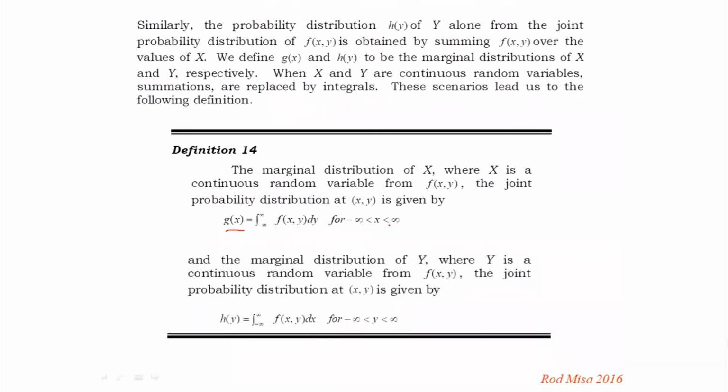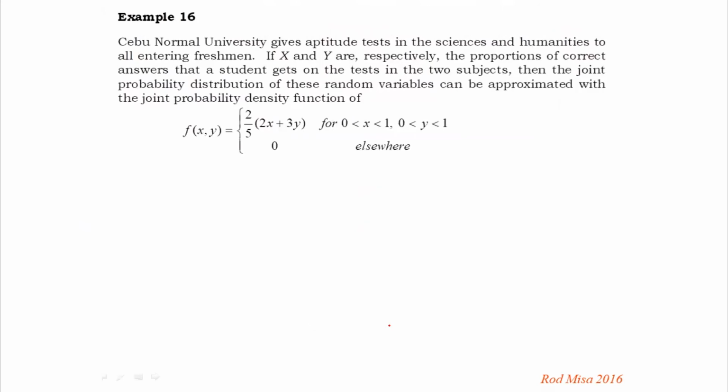And for the marginal distribution of y, where y is a continuous random variable from small f of x and y, the joint probability distribution at x, y, is given by this h of y, which is the single integral of our f of x and y with respect to x, which means that we are adding uncountably infinite values of x's here. Thus, illustrating this in an example, we will use the same problem here.